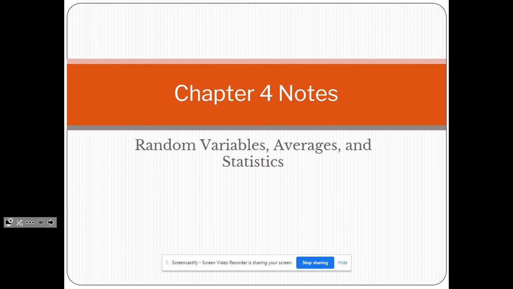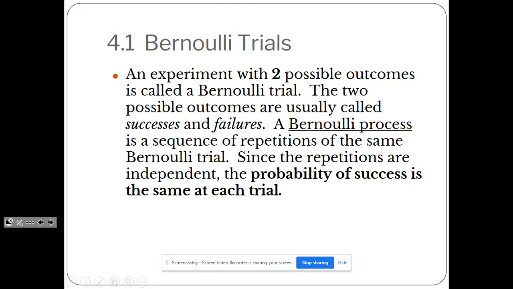All right, guys, so starting chapter 4: random variables, averages, statistics, a variety of things. We're only doing the first 3 sections in chapter 4. The first one's kind of different from the second 2. This first one's still doing some more probability, just some different types.